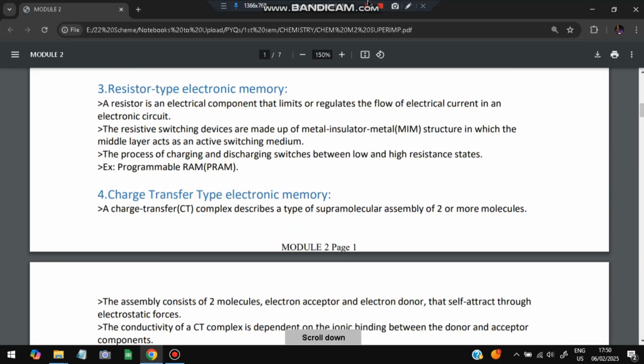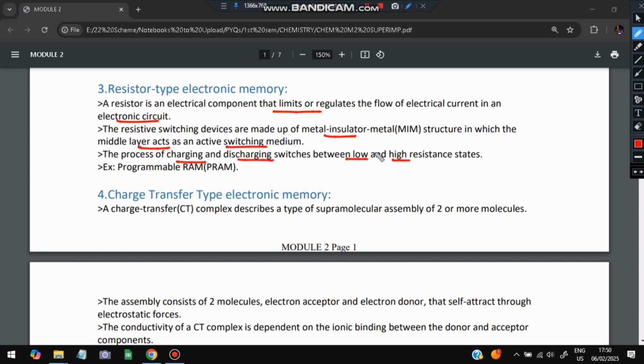Third one is the resistor type. In the resistor type, it limits or regulates the flow of electricity in an electronic circuit. It is made up of an insulator in which the middle layer acts as an active switching medium. Charging and discharging happen in the high and low resistances. Example is programmable RAM. That is the resistor type electronic memory.